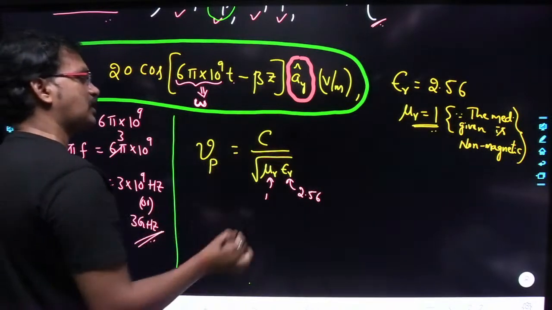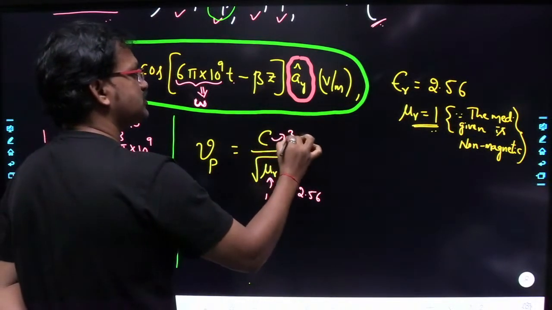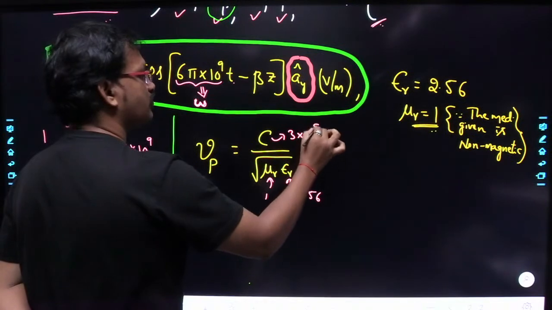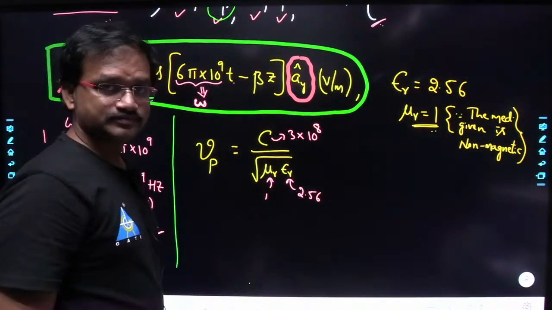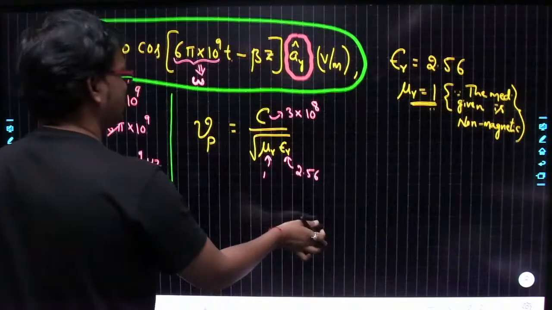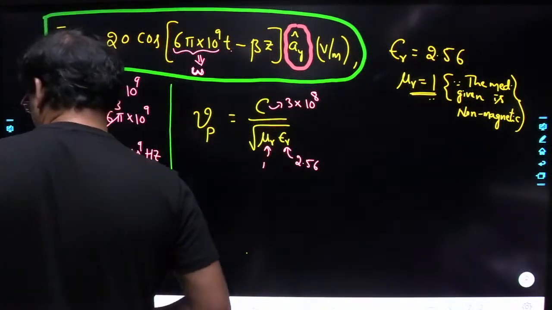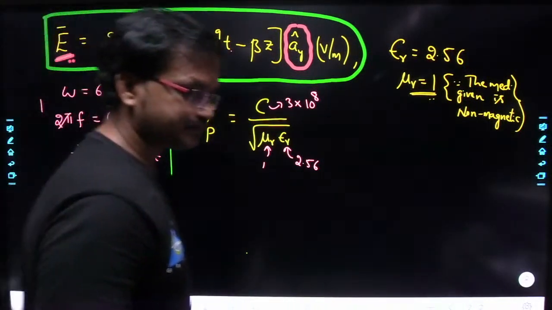And we know c value. What is c value here? C value is nothing but 3 into 10 to the power of 8 meters per second. Right? So if you do this, what you are going to get? Wait here.